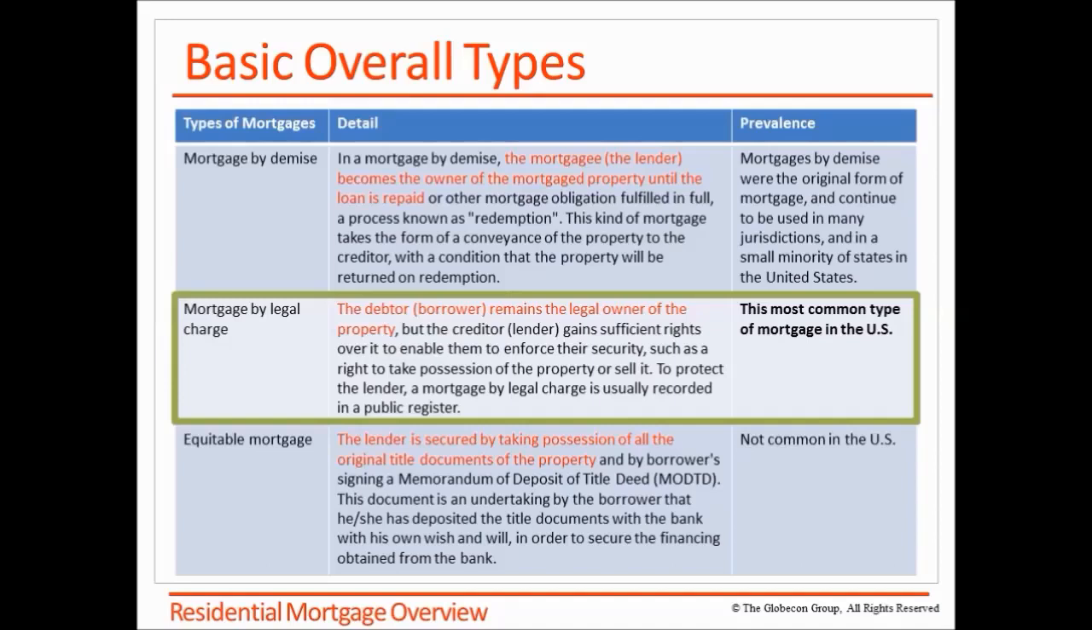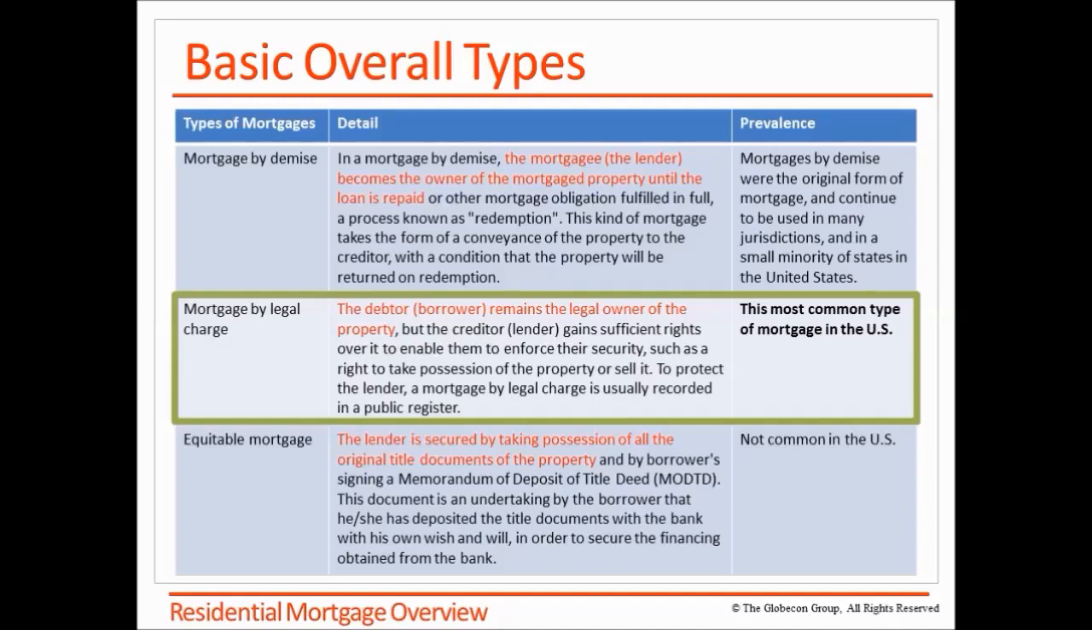Whereas in a mortgage by demise, the mortgagee or the lender becomes the owner of the mortgaged property until the loan is repaid in full. And in an equitable mortgage, the lender is secured by taking possession of all of the title documents of the property. So basically, the main difference is that in the first one and the third one, the lender takes control of the property or becomes the owner of the property until the loan is repaid in full. And those aren't very common in the U.S.